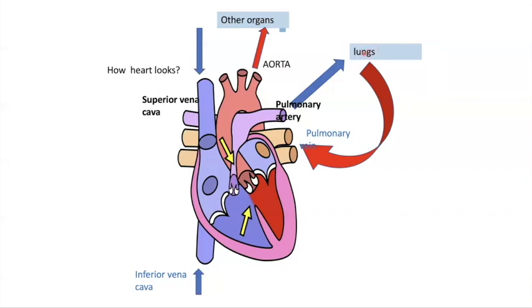And in the lung, what happens? The blue blood gets refreshed with oxygenated blood, and this oxygenated blood is passed to the left atrium through the pulmonary veins. When it enters the left atrium, it comes down to the left ventricle through the bicuspid valve. This bicuspid valve opens up and the blood comes down to the left ventricle.